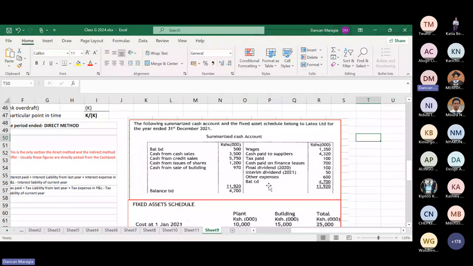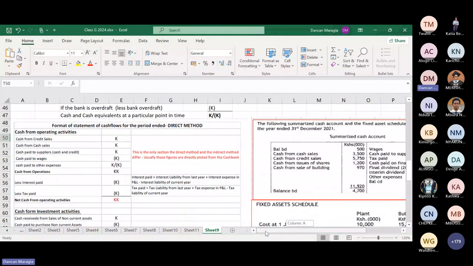So in the direct approach, even the tax paid and the dividend are already given. If it was not given, that is when we would have to work it out. Generally in the direct method, depending on the information given, most of the items you can pick directly.